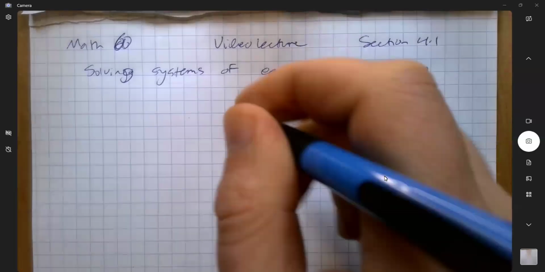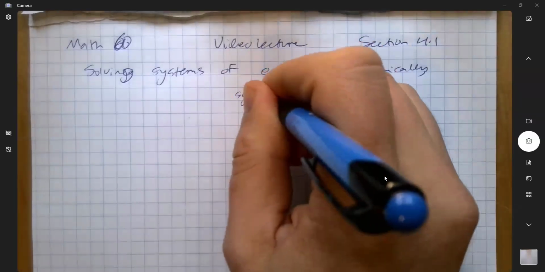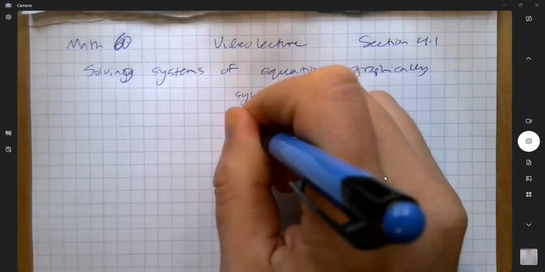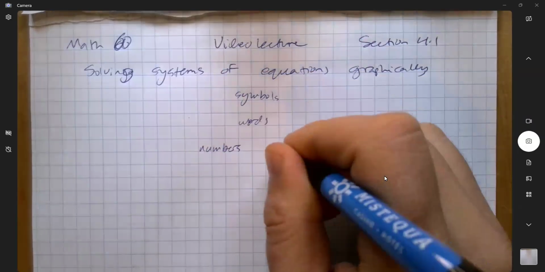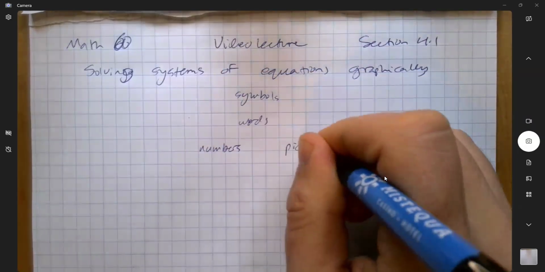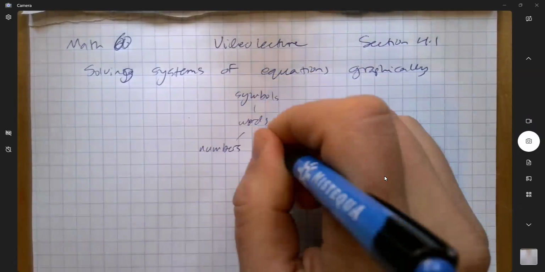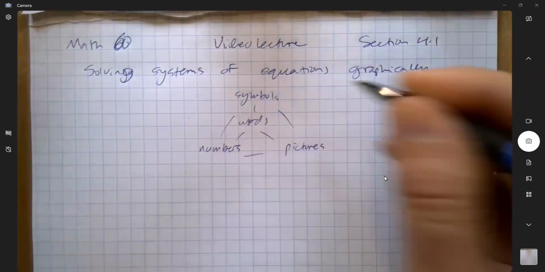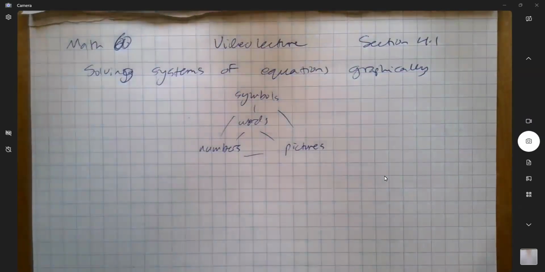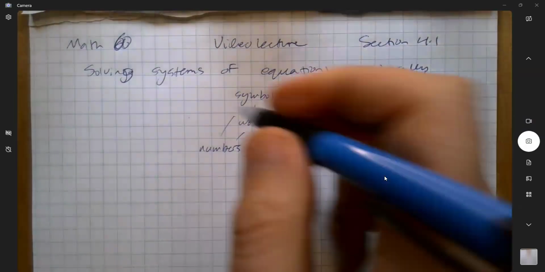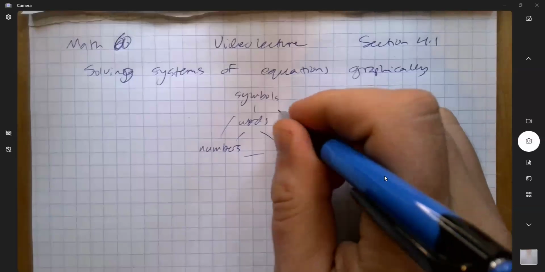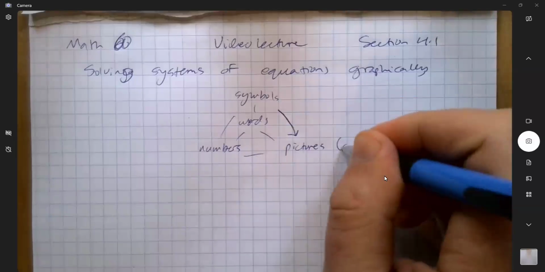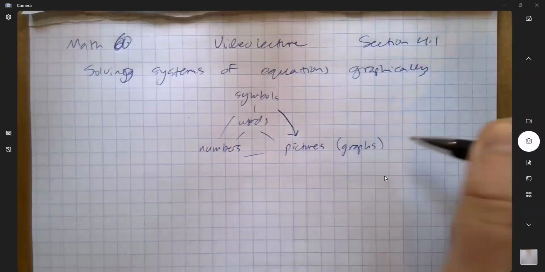So I want to remind you of what I've shown you a couple times, this idea that there are lots of different ways to represent mathematical ideas, and the four most common are symbols, words, numbers, and pictures, and how you can move from one to the other to help you understand the mathematical situation and maybe solve some questions. Solving systems of equations graphically usually involves moving from symbols down to pictures, in this case, graphs.